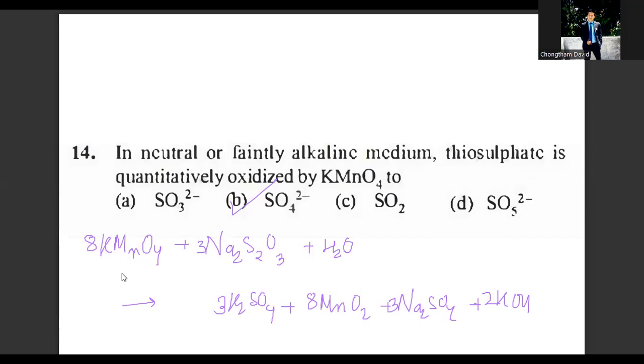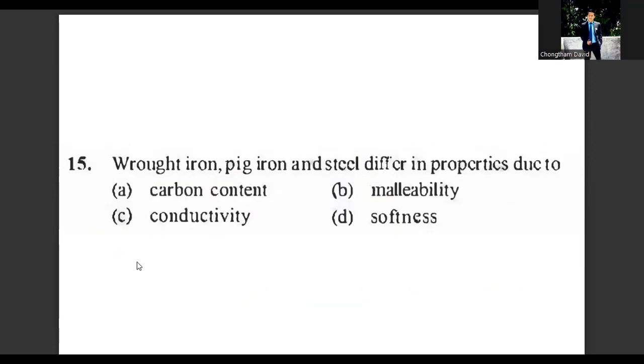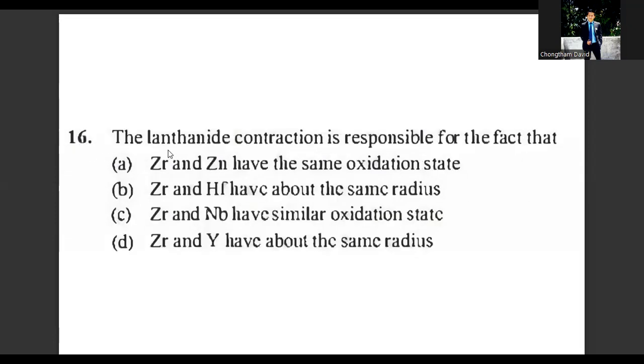Now let's read question number 15. Wrought iron, pig iron, and steel differ in their properties because they contain different percentages of carbon. So carbon content would be the answer for question number 15, option A.